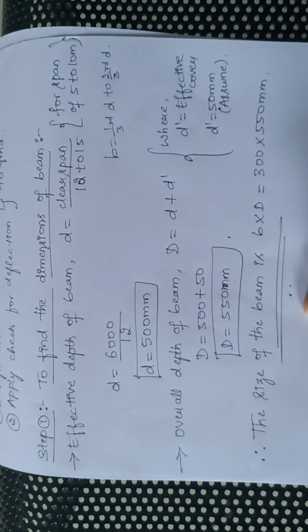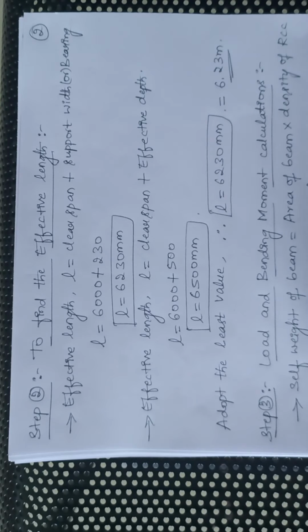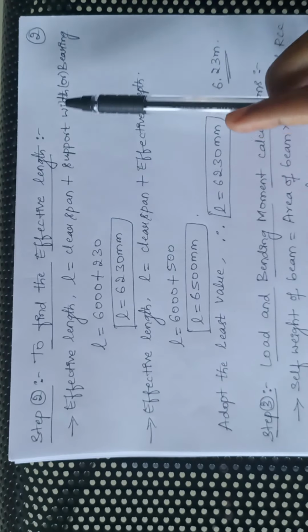After designing, let us mention a sentence at the end. Therefore, now the size of the beam we had designed is 300 by 550 mm, where 550 mm represents the overall depth. So that completes step 1. Let us move to the next step. Step number 2 is to find the effective length.